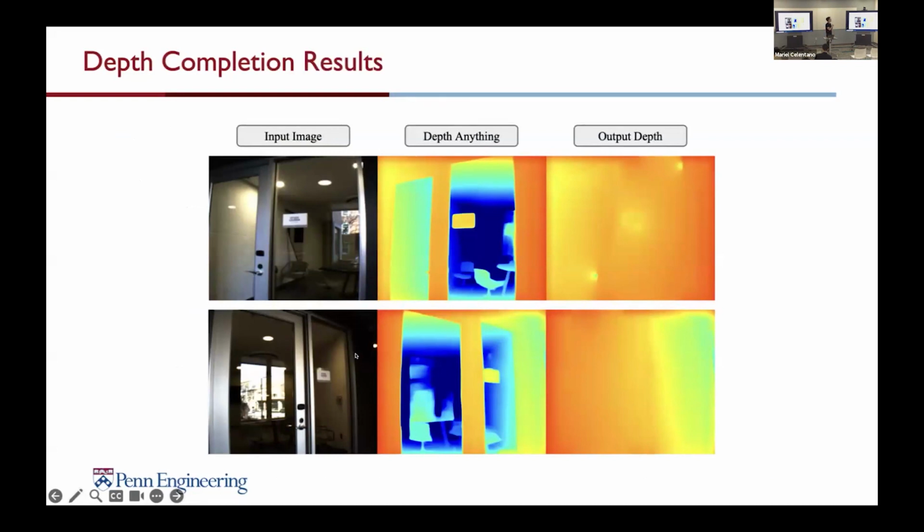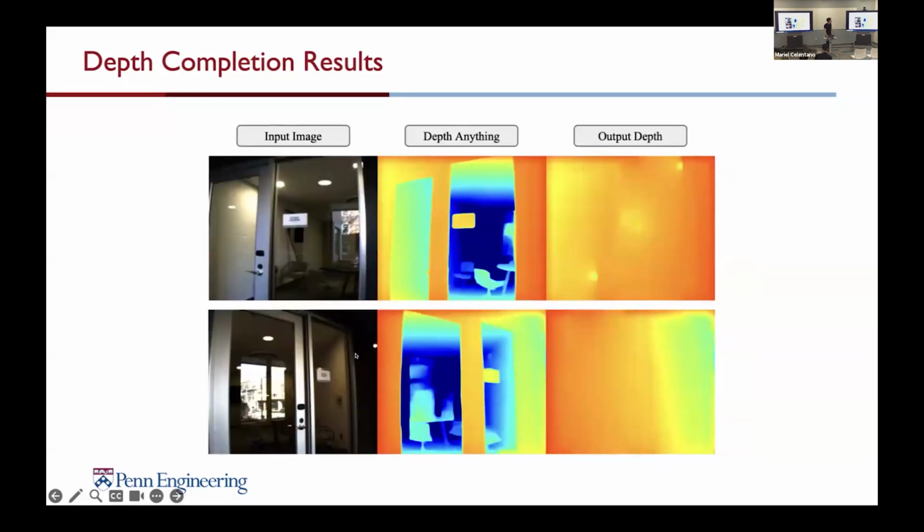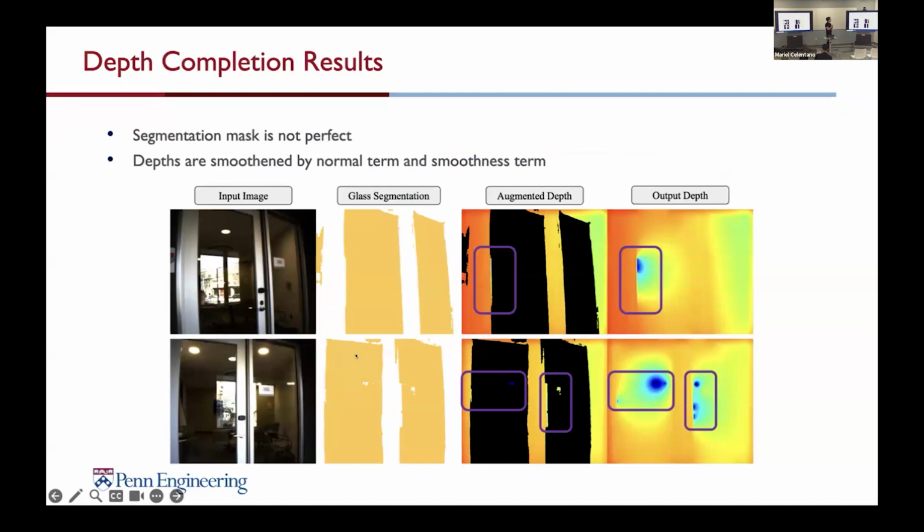Here are some of the depth completion results. As you can see from the Depth Anything output, you can see those objects behind the glass regions. However, in our output depth, we no longer see those objects, and we can see that the depth of the glass region is correctly estimated, or partially correctly estimated. But there are also cases where the segmentation mask is not perfect. Therefore, we can get those funky looking output depths.